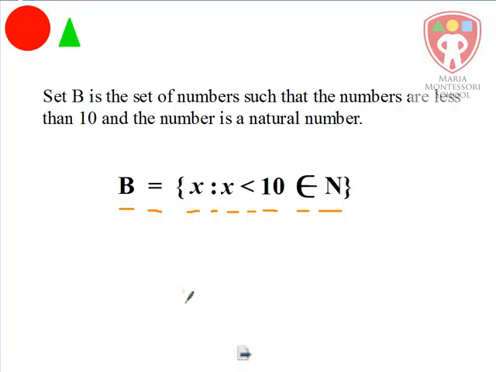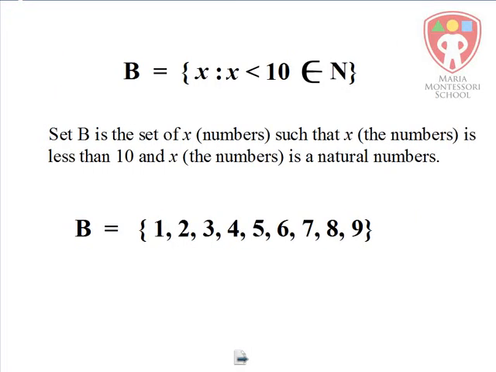Well, let's pause the video and see if we can write down the elements or members of set B according to this set builder notation. Well, if you've understood it, then we know that set B will have members that are natural numbers, but that these numbers must be less than 10. So we have the numbers 1, 2, 3, 4, 5, 6, 7, 8, and 9. Of course, we don't have 10 because 10 is not less than 10. I hope that is understandable.